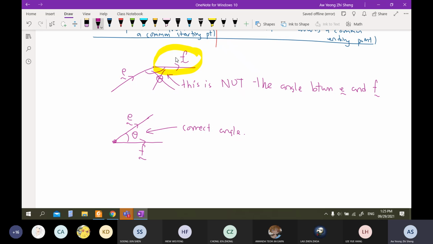If I don't want to move my F down here, I can also move my E up. I can keep my F at the original position, but my E, I move it up here. Then you will also get the same angle. You can place it here, and then you can take this as the correct angle.